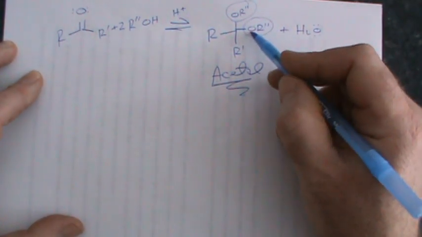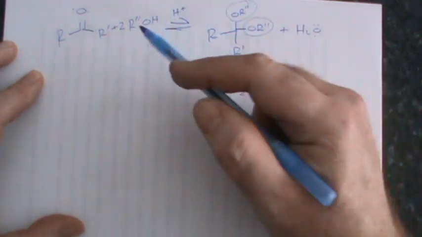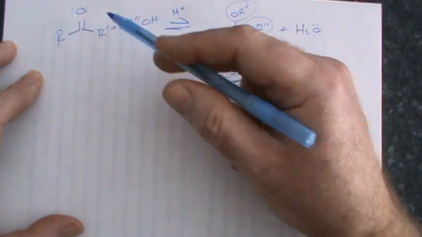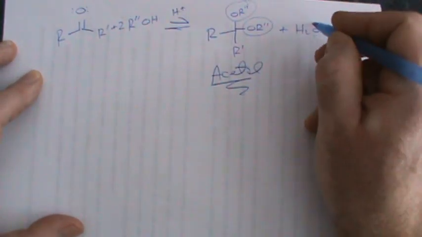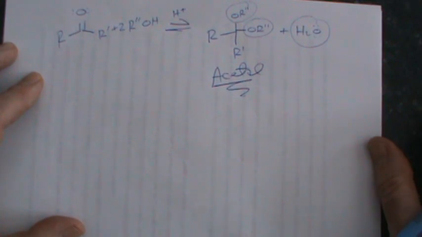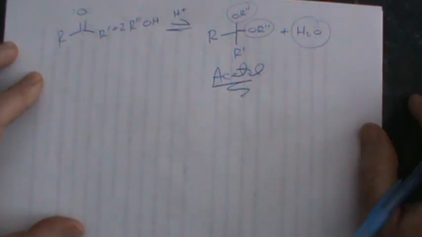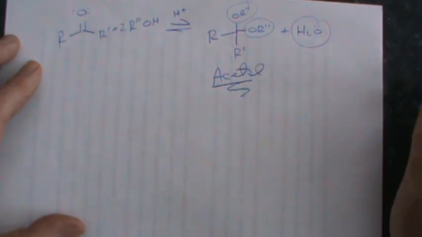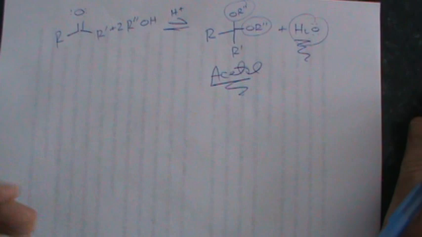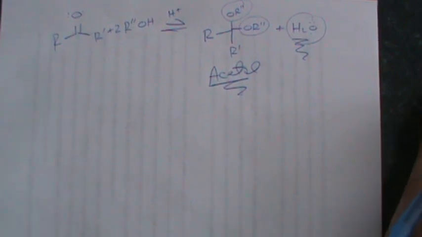That R double prime O and that R double prime O came from R double prime OH. The 2 hydrogens plus the original carbonyl oxygen combine to make water as another product of this reaction. So this is an interesting reaction because it actually produces water as a product. It is completely reversible, but it's going to turn out that by managing the concentration of water, we can drive this reaction in either direction.